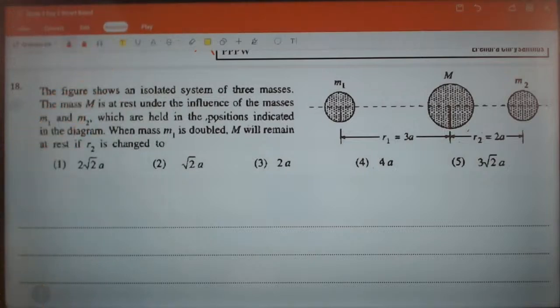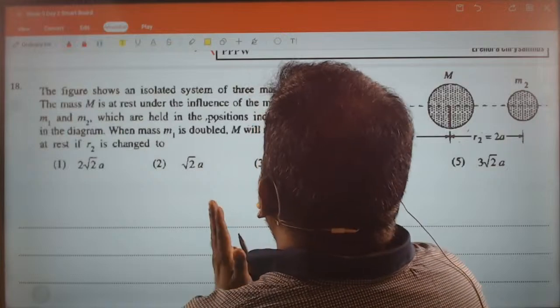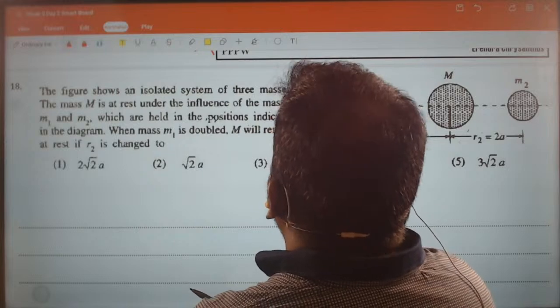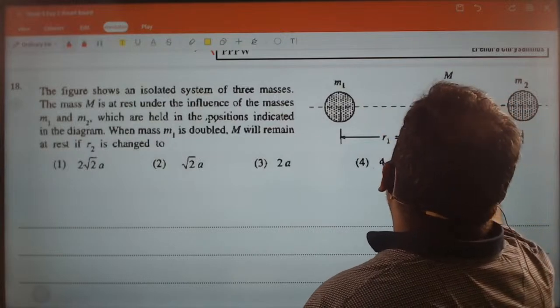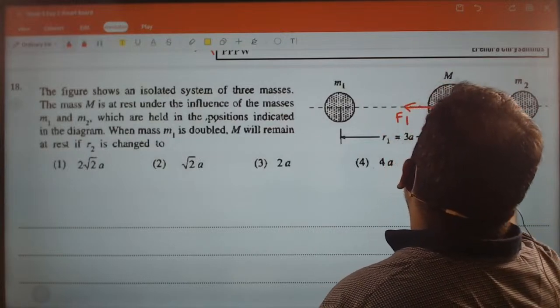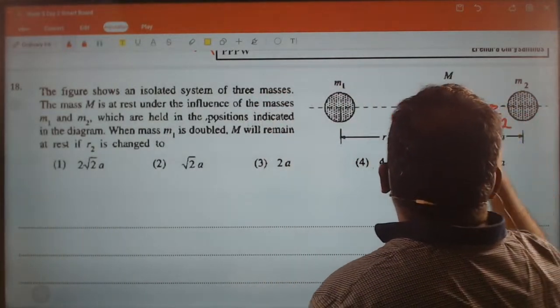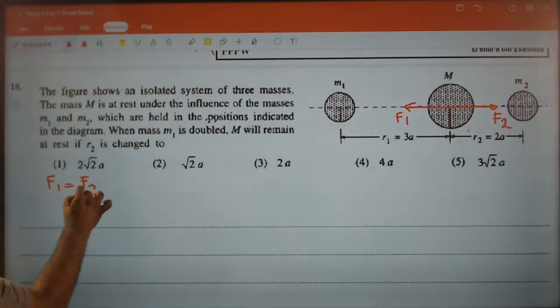Figure shows an isolated system of three masses. The mass M is under the influence of masses M1 and M2, which are held in positions. When mass M2 is doubled, M will remain at rest if R2 is changed to what? Let's look at the forces here. Here there is an attractive force. So F1 is equal to F2.